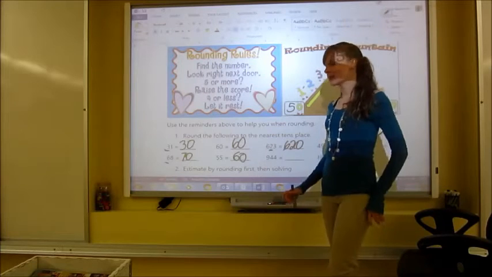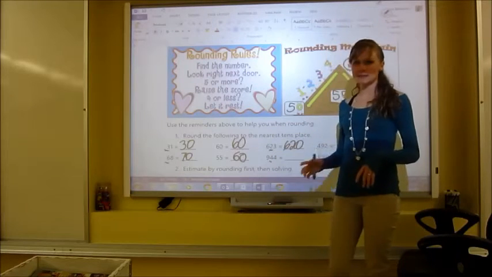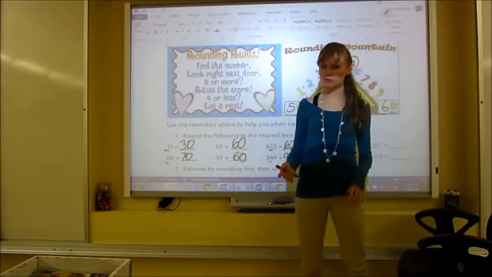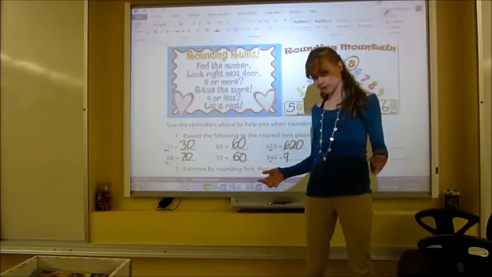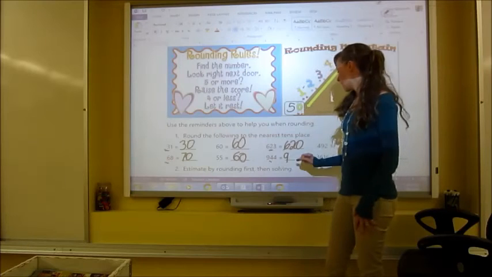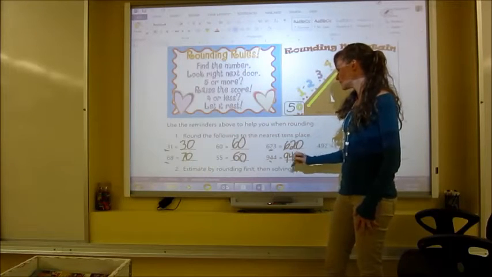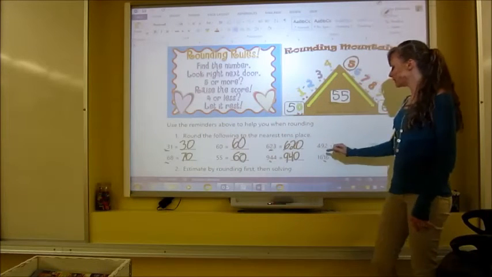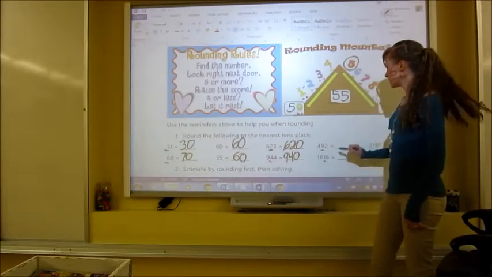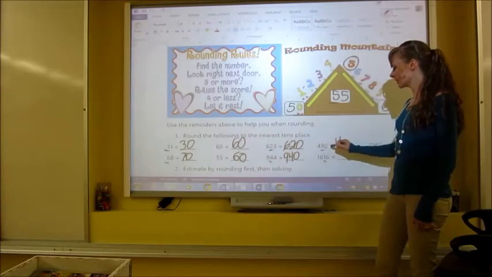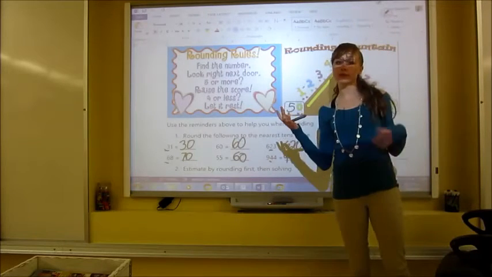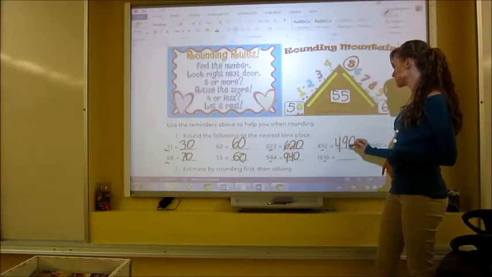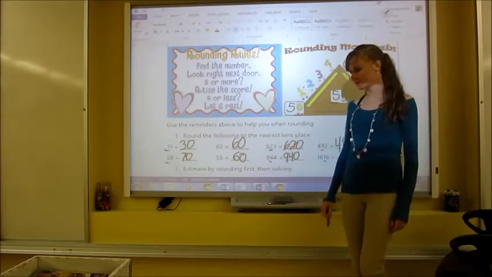Okay, so you should have it done. On this one, we're looking at the 4s. 9 stays the same. So we're thinking, is 44 closer to 40 or is it closer to 50? 44 is closer to 40, and I know because 4 is 4 or less, and we let the other 4 rest. 492, we're looking at the 9. 4 stays the same. Now we're just thinking, is 2 4 or less or 5 or more? 2 is 4 or less, so we're going to let that 9 rest, and it's going to turn into 490.